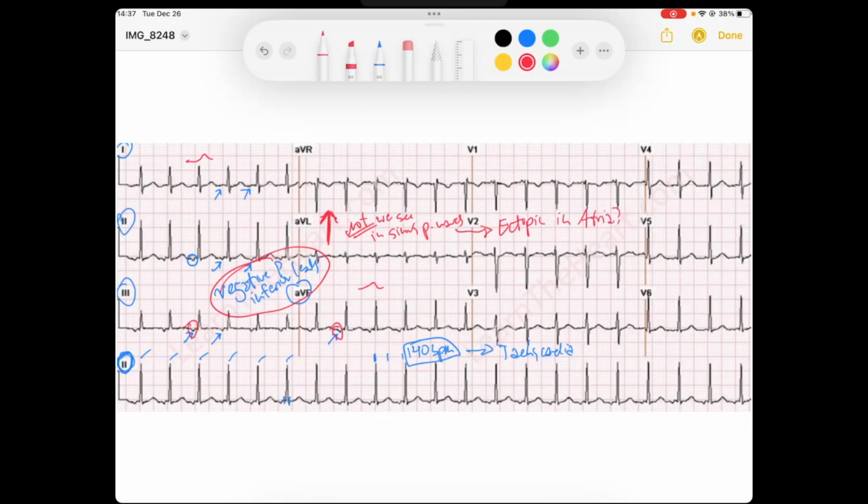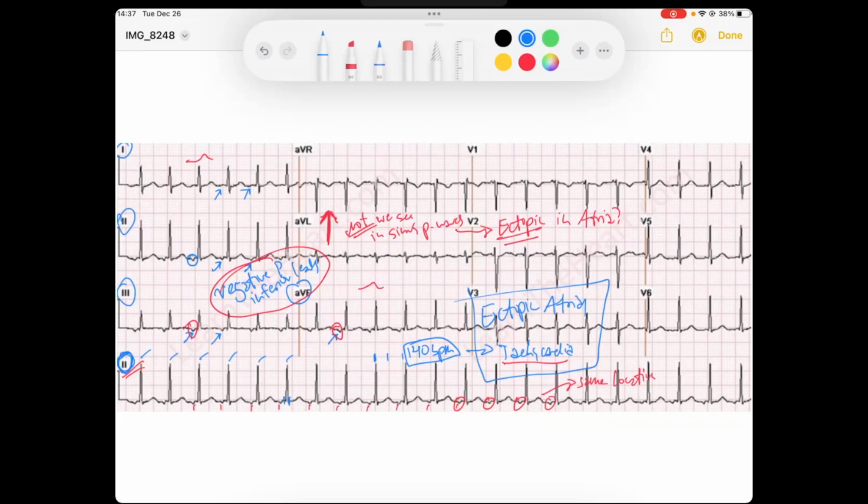And so if I go back to my rhythm strip here in lead 2, I can see that these P waves are the same every single time. The morphology doesn't change. So what that means is that every single P wave is coming from the same location. So off the bat, I know that there's an ectopic location in the atria that is driving the P waves, not the sinus node. We've got a tachycardia. So I'll go ahead and say that this is an ectopic atrial tachycardia. But we're not done.